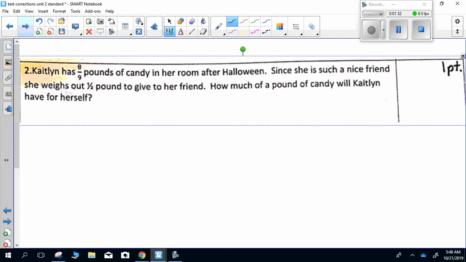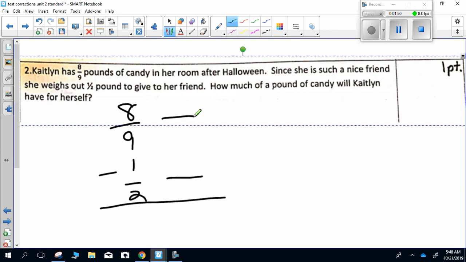Question 2. Caitlin has 8/9 of a pound of candy in her room after Halloween. Since she's such a nice friend, she gives half a pound to her friend. How much of a pound will Caitlin have for herself? So I only know the leftover part, which means I'm going to be subtracting. So 8/9 minus a half. When I add or subtract fractions, I have to have a common denominator. So I think about my multiples of 9.